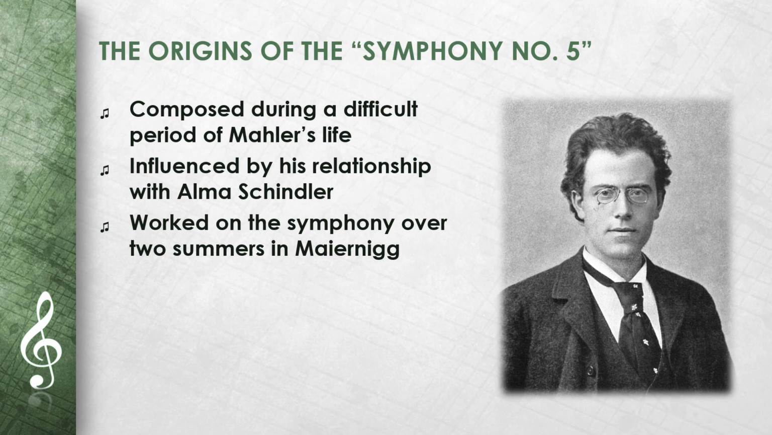Mahler wrote the Symphony No. 5 during a difficult period of his life. In 1901, he suffered a severe intestinal hemorrhage that almost cost him his life. During his recovery, he began composing the symphony. It was also during this time that he met his future wife, Alma Schindler. Their relationship had a strong influence on the music of the symphony. He worked on the symphony over 2 summers in Meiernig on Lake Werther See.